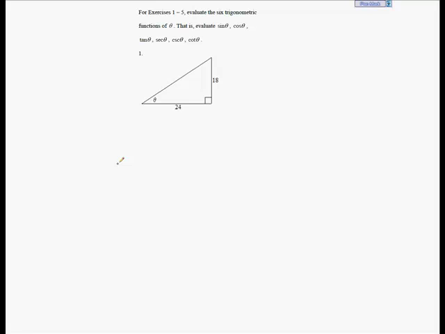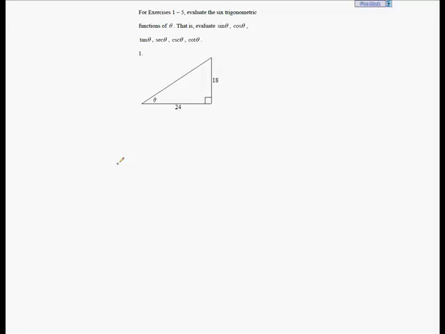Here we're asked to evaluate the 6 trig functions of theta. So we're given a right triangle, and so that allows us to use the idea that sine is opposite over hypotenuse, this idea that cosine is adjacent over hypotenuse, and that tangent is opposite over adjacent.